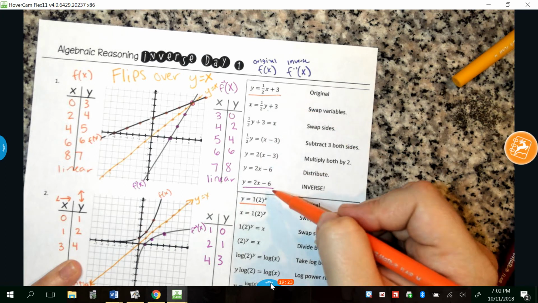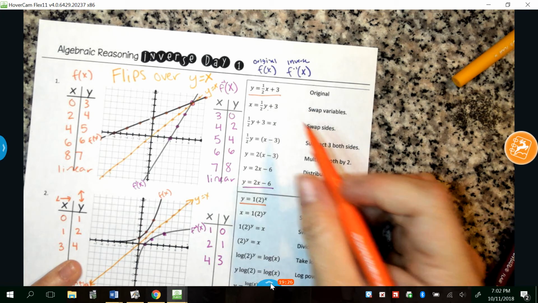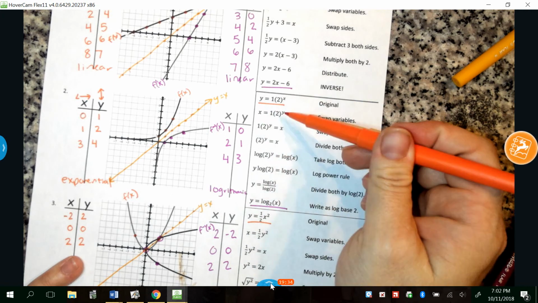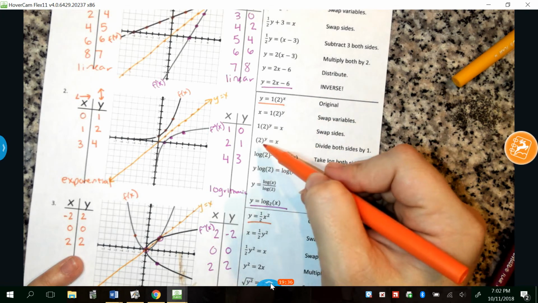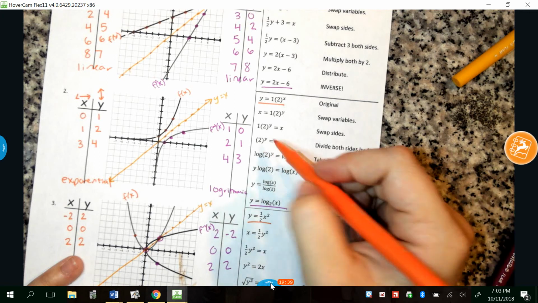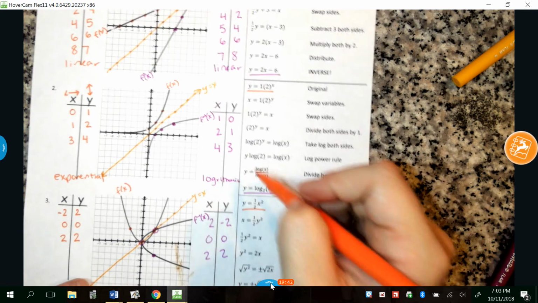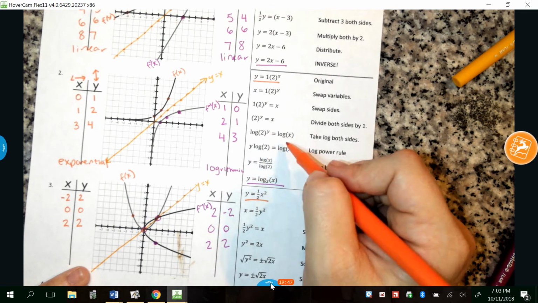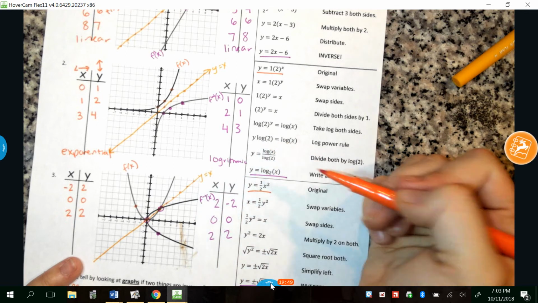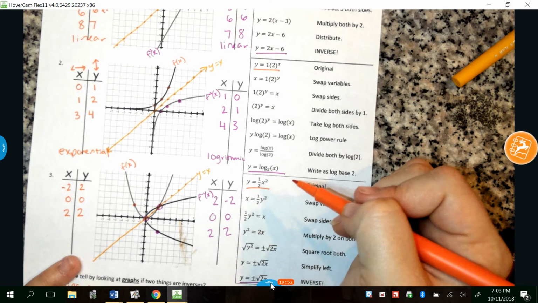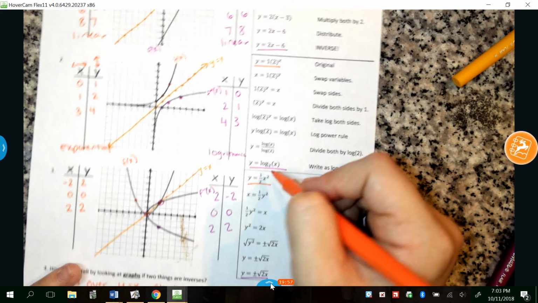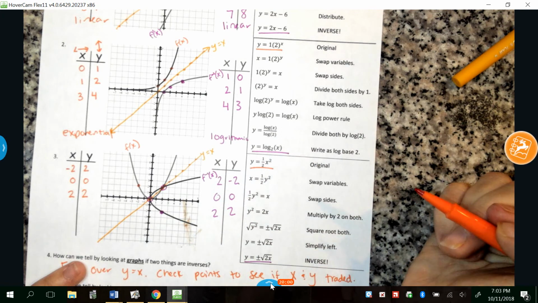So the inverse of a linear is linear. That's one thing I want you to realize: the inverse of a linear equation is a linear equation. Now, this is an exponential equation, and we switched x and y. We divided both sides by 1, which got rid of the 1. Then we have 2 to the y power equals x. So when you do log of 2 to the y equals log of x, because remember, what you do on one side, you have to do to the other, that y can move to the front. This is something we're definitely going to learn, so don't freak out. Then you divide both sides by log of 2, and that leaves you with log of x over log of 2.